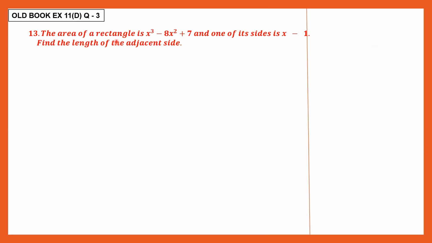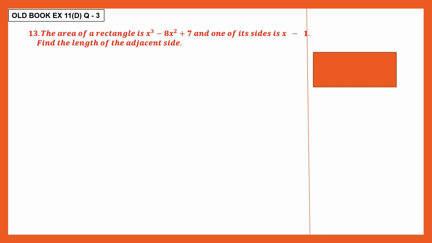Question 3. The area of a rectangle is given to us. One of its sides is also given to us. We have to find the length of the adjacent side. So we have a rectangle. What are adjacent sides? Sides next to each other. This side and this side. That is, the length and the breadth are adjacent sides. So here the area is given and one of its sides is given.